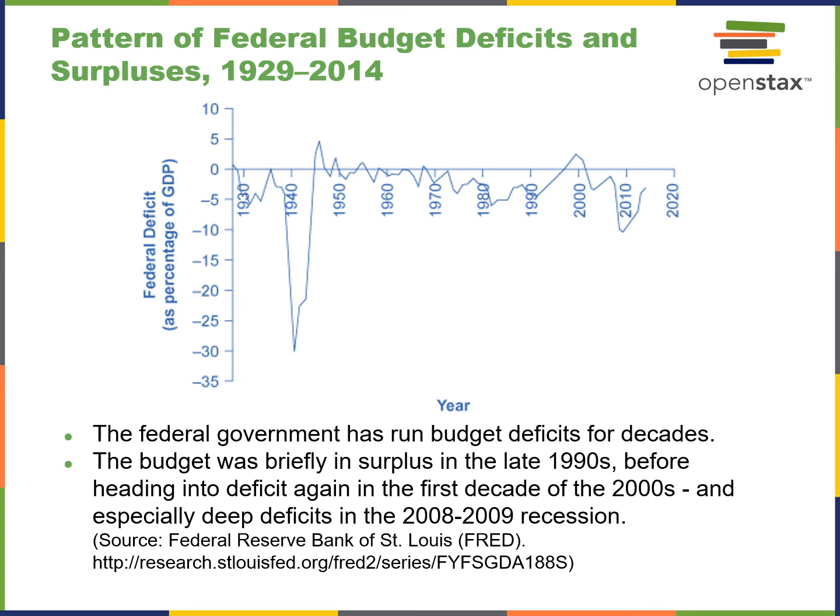Pattern of federal budgets, deficits and surpluses from 1929 till 2014. And you can see the federal deficit as a percentage. You can see a real big dip, to negative 30, right around the World War II period. And so basically we've run a deficit probably more times than not. The little spikes you see bouncing above the line are times where we've actually had surpluses, but you can see they're far fewer than the deficits.